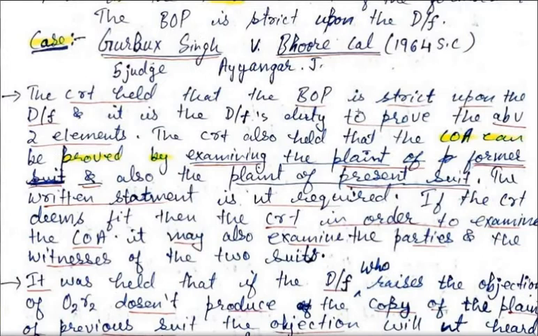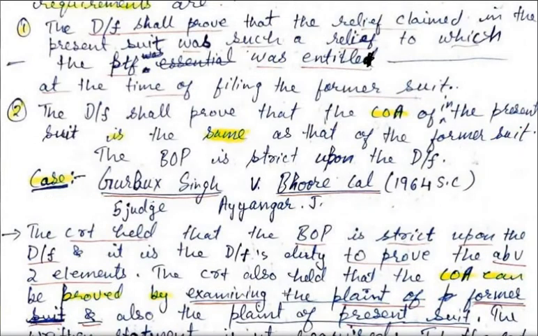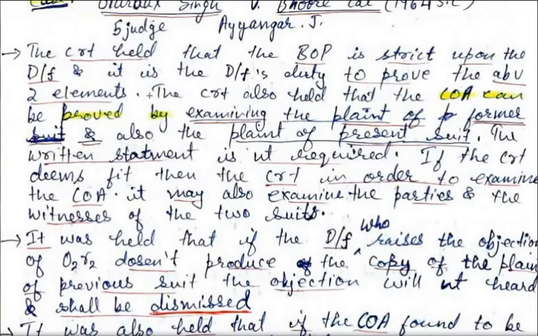that the burden of proof is strict upon the defendant, and it is the defendant's duty to prove the above two elements. जो पहले लिखवाया था अभी. It is the defendant's duty to prove these two elements. आगे लिखो. The court also held that the cause of action can be proved by examining the plaint of the former suit and also the plaint of the present suit. The written statement is not required.